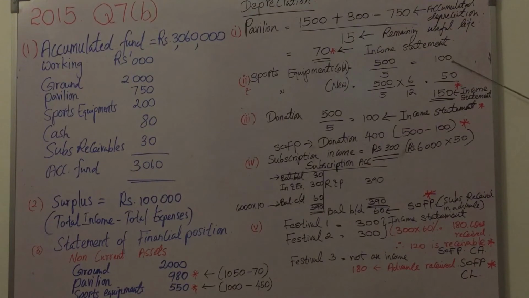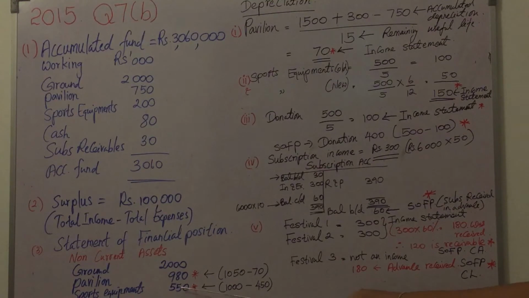Old sports equipment depreciation 100 and the new sports equipment depreciation 50. So altogether 150. So this 150 is the expense relevant to the period that goes to the income statement as depreciation. Right. And now you know these sports equipments also you need to include in the SOFP under non-current assets.